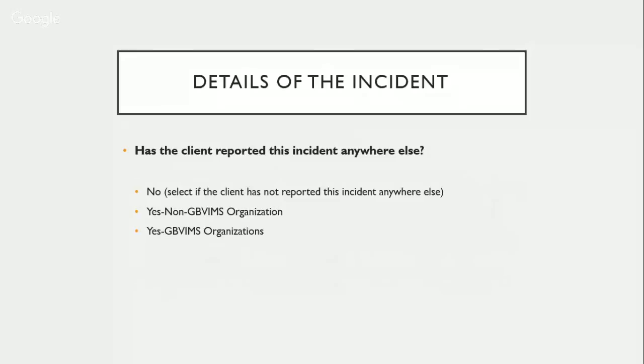Then, has the client reported this incident anywhere else? This is a really important question for us to avoid double counting in interagency reporting. The options here are no, the client has not reported this incident anywhere else, or yes, they've reported it to an organization that doesn't use the GBVIMS, or yes, they've reported it to another organization that does use the GBVIMS. When we enter this information into the database, it helps us exclude incidents that are reported to another organization using the GBVIMS, so we're not double counting our aggregate reporting.